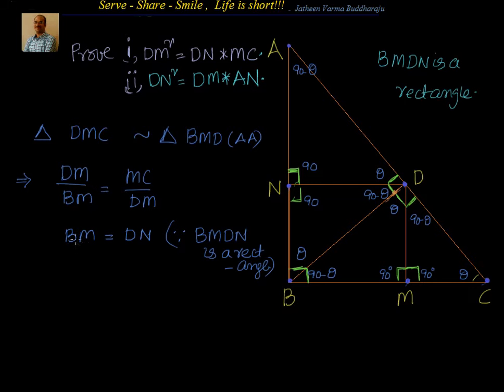Okay. Now if we substitute BM equal to DN, we will have DM by DN equal to MC by DM. If you do cross multiplication, you will get DM square is equal to DN into MC. That is what we have to prove.